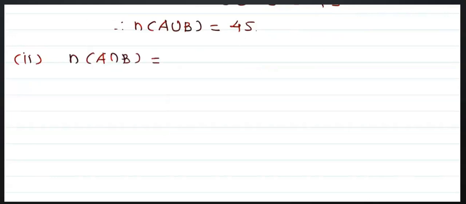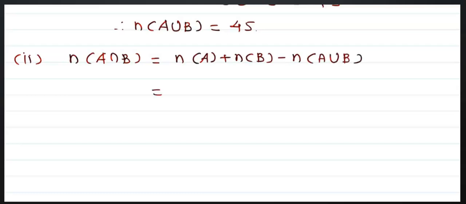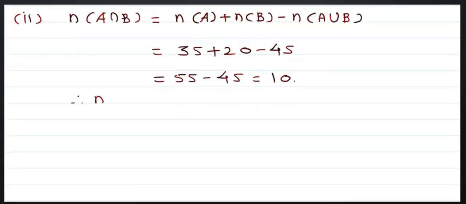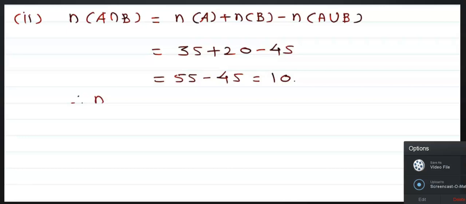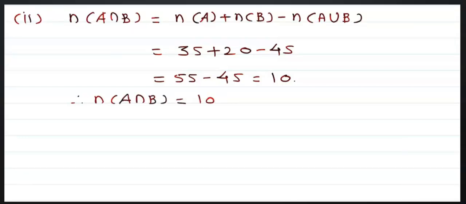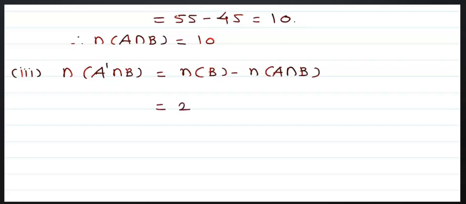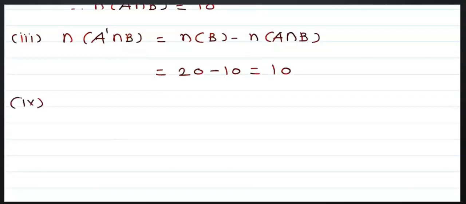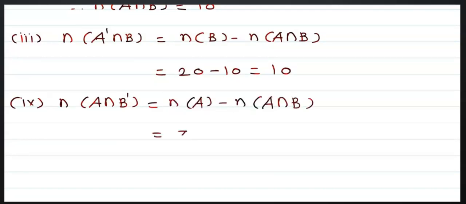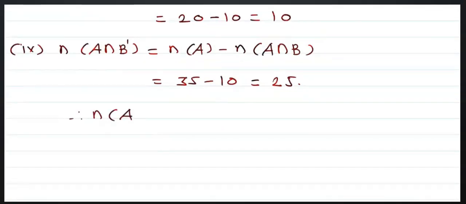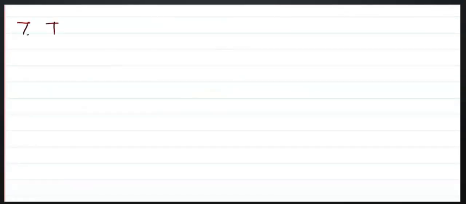Second, N of A intersection B is equal to N of A plus N of B minus N of A union B. 35 plus 20 minus 45, that is 55 minus 45, which is equal to 10. N of A intersection B is equal to 10. Third, N of A complement intersection B is equal to N of B minus N of A intersection B. 20 minus 10 is equal to 10. N of A intersection B complement is equal to N of A minus N of A intersection B. That is equal to 35 minus 10, that is equal to 25.